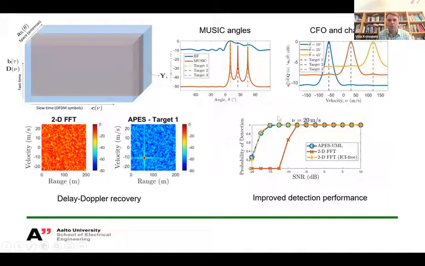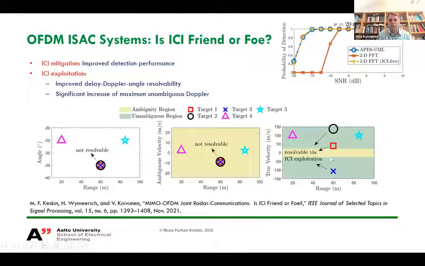So this curve here is called the developed method. Probability of detection is a function of SNR, and this is what you would get if you did just regular 2D FFT processing. And this figure just shows that you can actually resolve this target that would be otherwise invisible, but I won't go into detail explaining what's happening there.